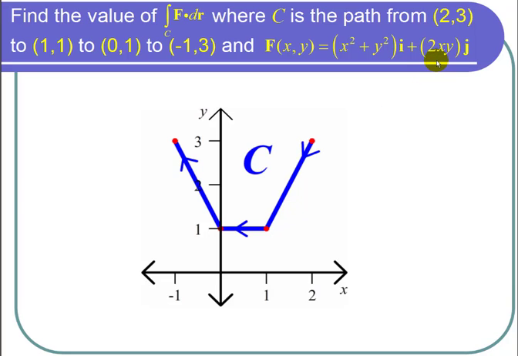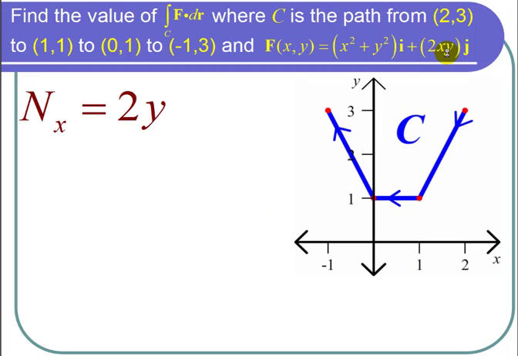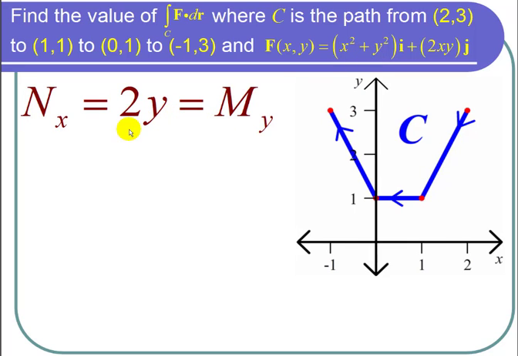So I find N sub x, and that's the partial derivative of 2xy with respect to x, which is 2y. Then I find M sub y, which is the partial derivative of x² + y² with respect to y, which is also 2y. So because N sub x is equal to M sub y, that means that f is a conservative vector field.